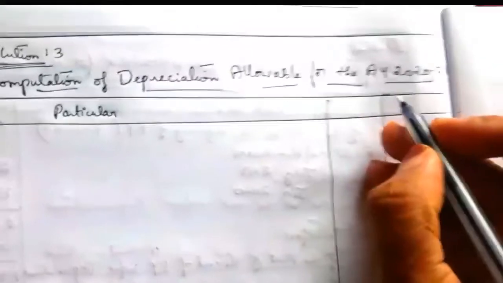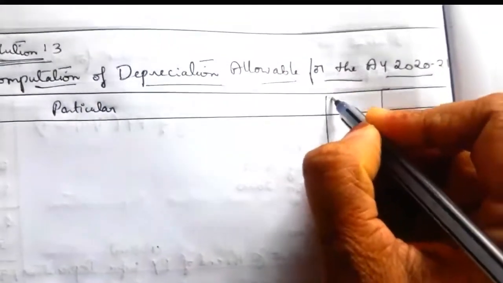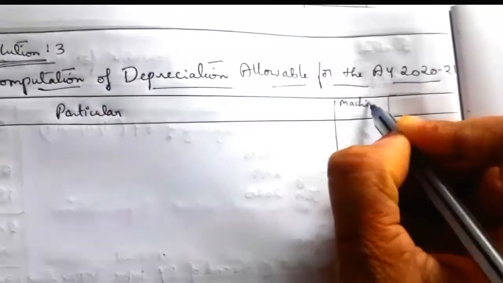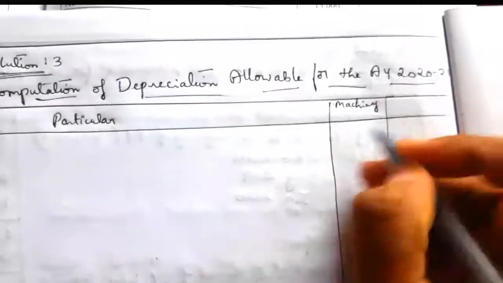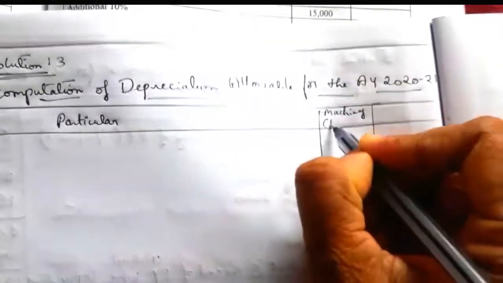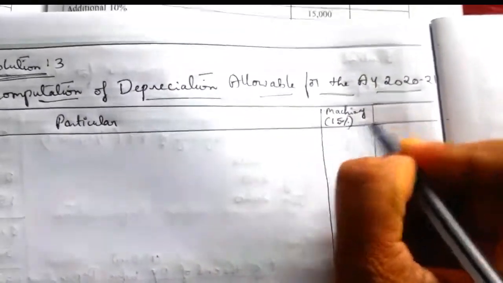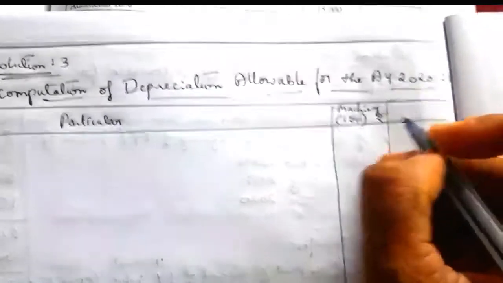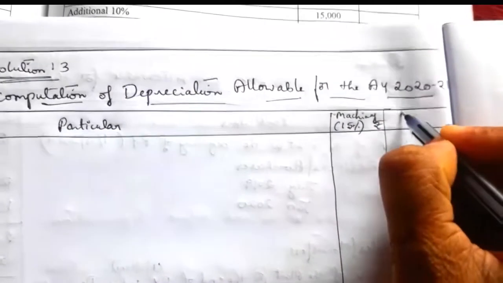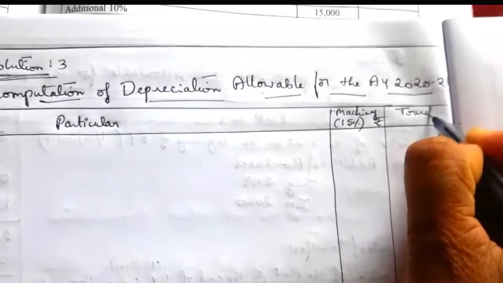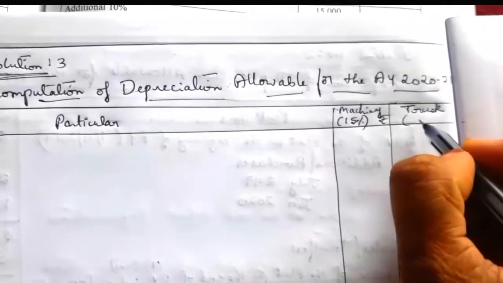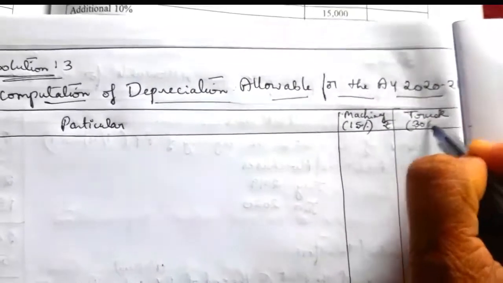So there are particular and two amount columns. In the first amount column we have to write machinery. This is a block of asset, machinery, and the rate is 15%. If you want, you can write the rate. This is the amount column, in rupees, and the second column is for the truck. The rate of depreciation for the truck is 30%.